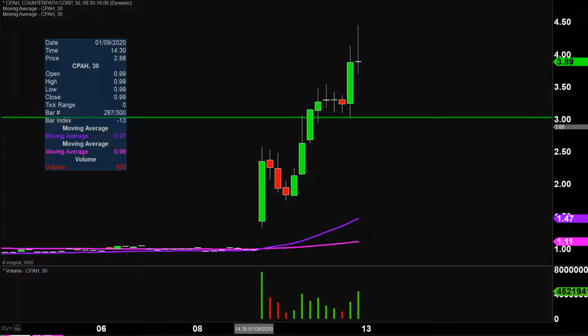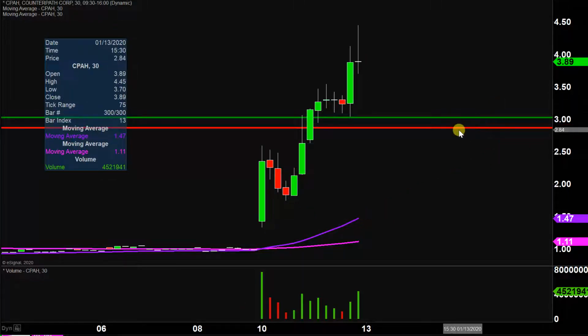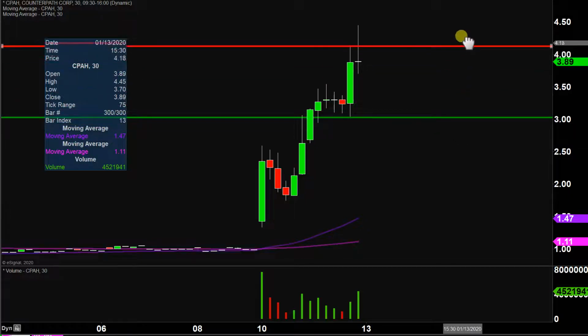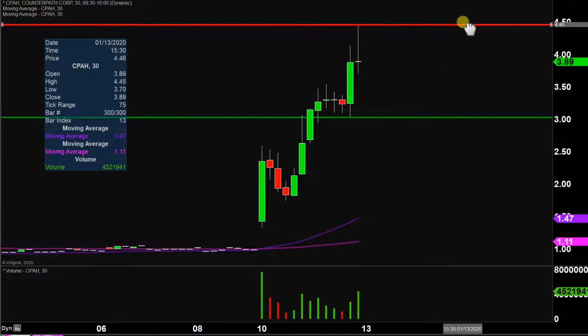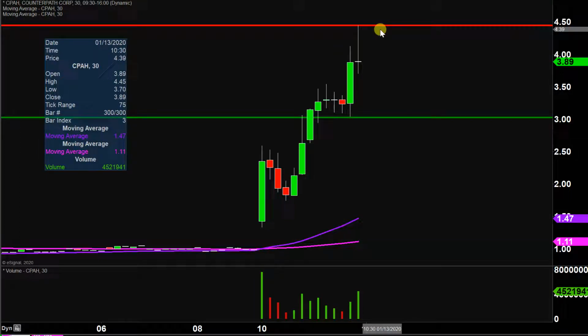What about levels of resistance moving forward? Nothing fancy or complicated here at all, other than the fact that the party finally stopped during the last 30 minutes, right up there, just shy of $4.50. So we'll call it $4.50. So $4.50, public enemy number one. I wish there was more to it than that. That's just where the momentum finally stopped today.